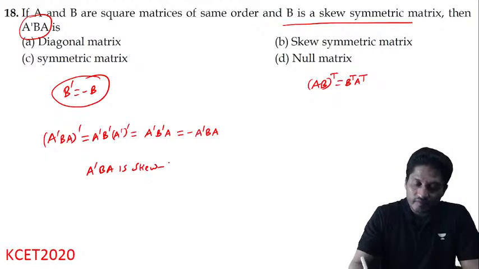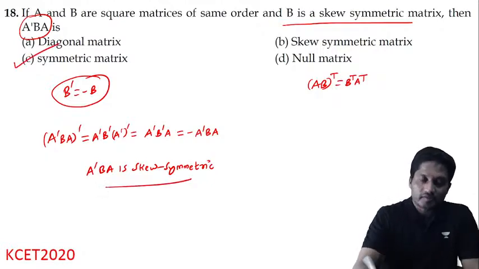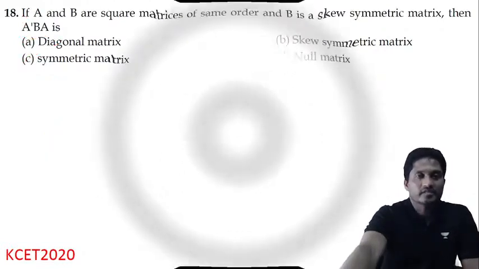Alright, I'm getting the negative of its own matrix. Obviously this is skew symmetric. Alright, the answer is option C. Let's move to the next question.